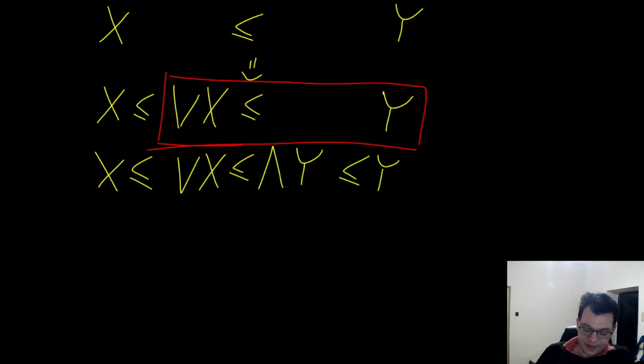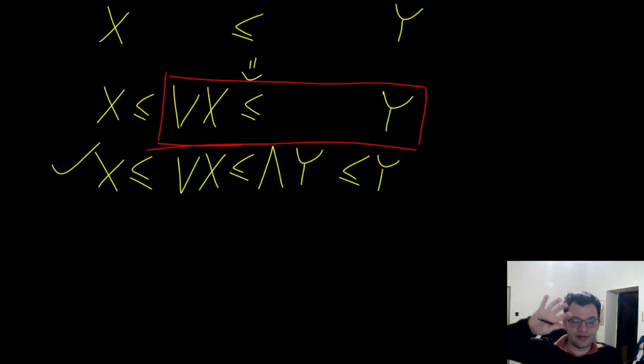This basically says that if I have two sets, one of them being above the other one, then I can take the supremum of the smaller one and the infimum of the higher one, and the infimum of the higher one will still have the high ground. So that's a quite useful statement.